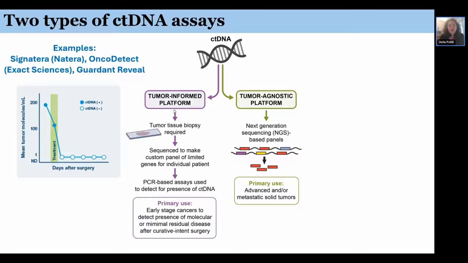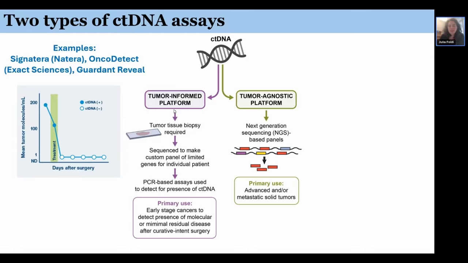So you might have heard of certain tumor-informed tests. For example, the Signatera test that the company Natera makes. Exact Sciences has a test called OncoDetect, and Guardant also has a test called Reveal. There are also many other tests that are either under development or already available. These are just some examples.